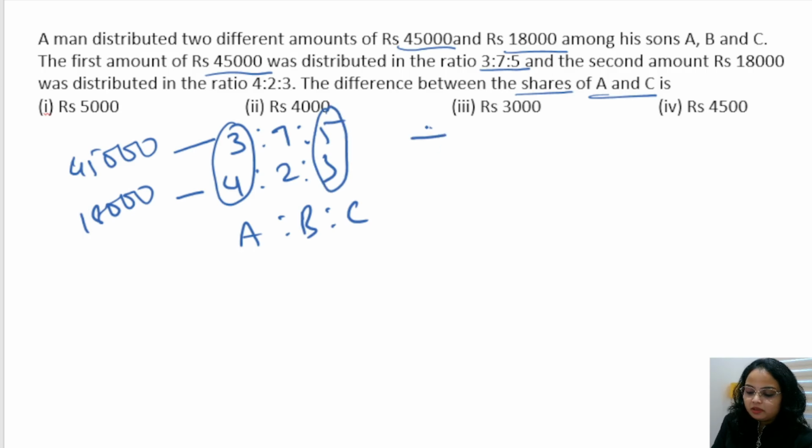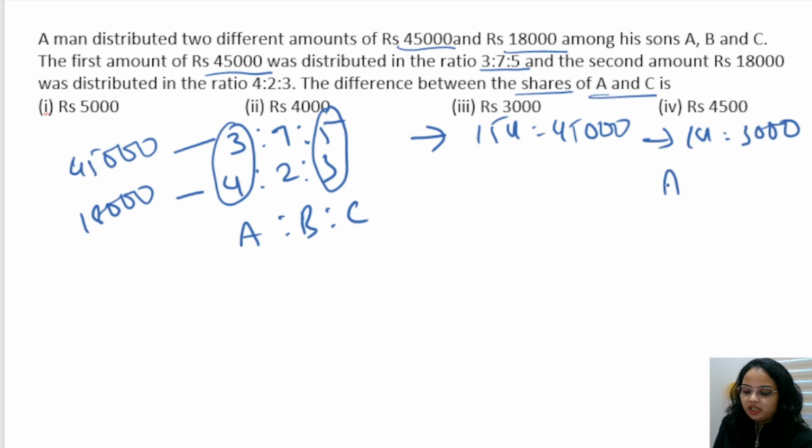Okay, in the first amount, what is the total number of units? 15 units is equal to 45,000. So here 1 unit is what? 1 unit is equal to 3,000. So here A share is what? A is 3 into 3, 9,000. And C share is what? 15,000.